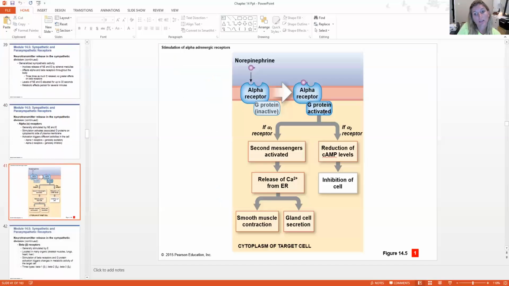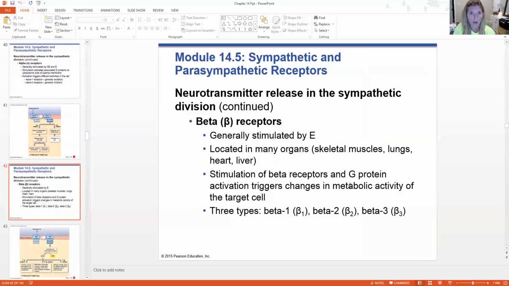When that G protein is activated, it can reduce cAMP levels if it's an alpha-2 receptor. If it's an alpha-1 receptor, our calcium levels are going to increase, releasing calcium from the ER, which is going to stimulate either gland secretion or smooth muscle contraction. cAMP is cyclic AMP. If cyclic AMP levels are decreased by being inhibited by an alpha-2, then the cell is going to be inhibited and those glands will not secrete and the muscles will not contract.